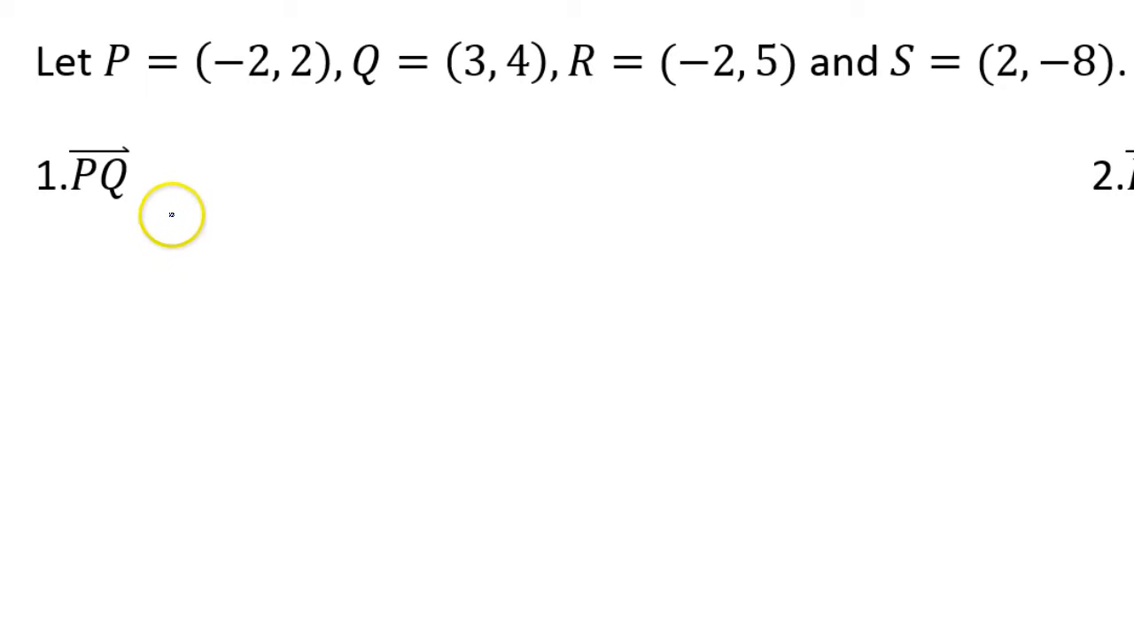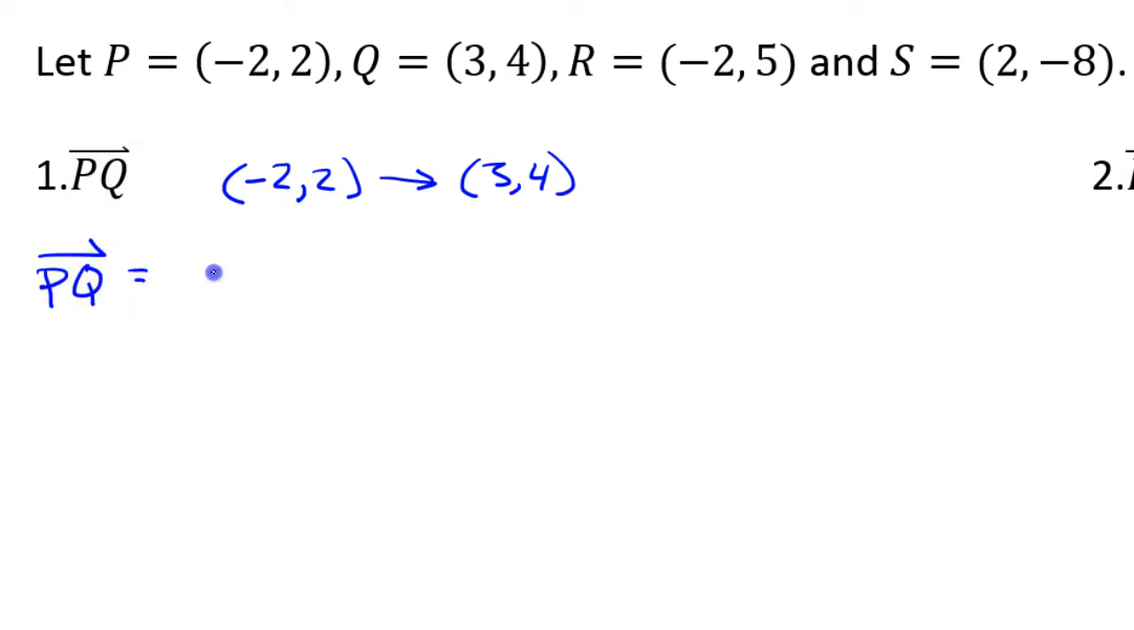So for problem number 1, we are asked to find the component form for vector PQ. The P and the Q in this order means that point P is the initial point, and then point Q is the terminal point. Okay, so this is the initial point, and this is the terminal point of this vector. So we should be able to find the component form by subtracting the x's. So we need to do x2 minus x1.